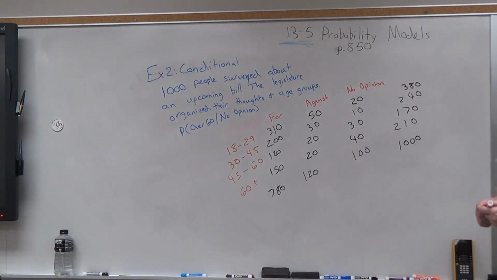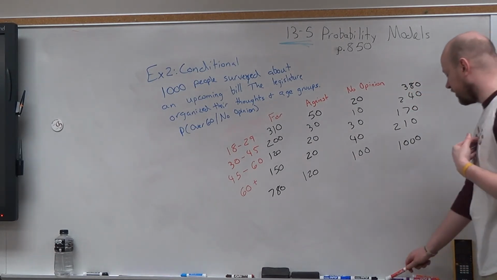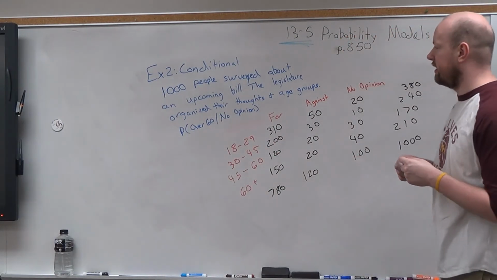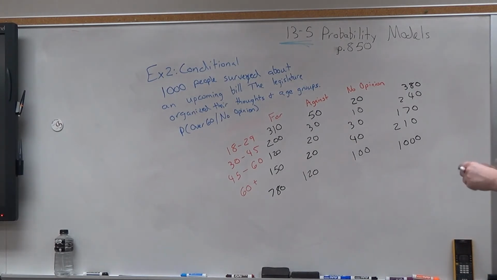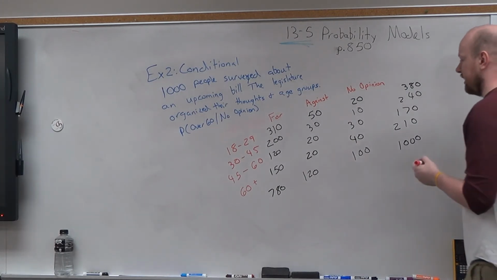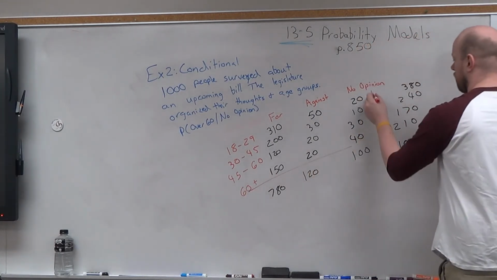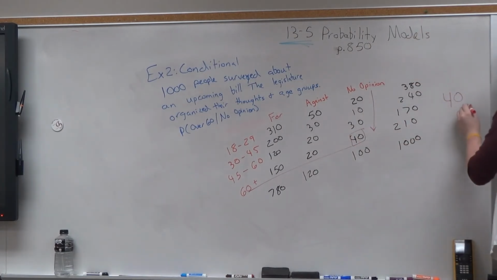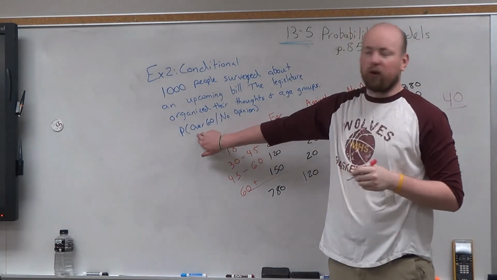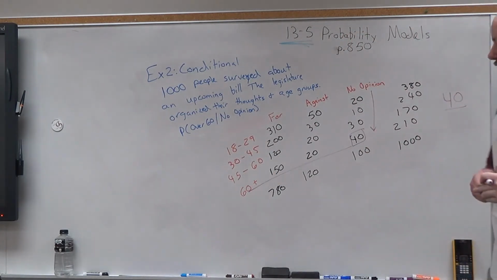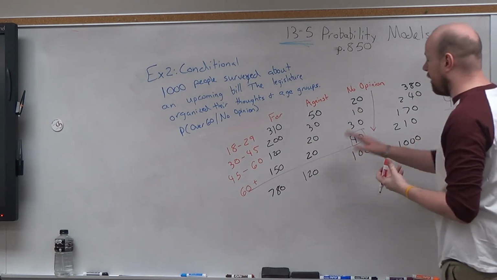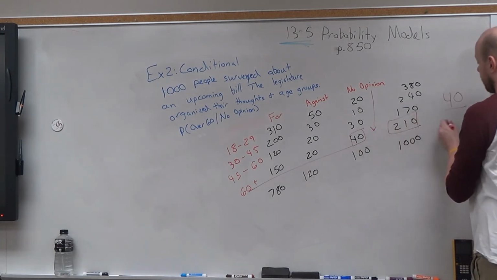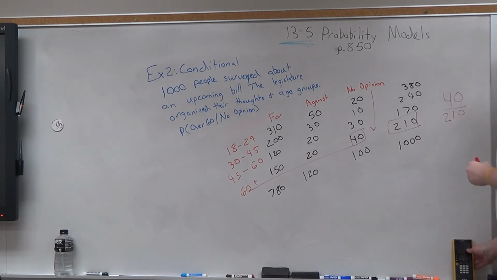Okay. So our question says the probability that they have no opinion if they're over 60. So I first need to find the overlap, so I need to find the 60 and the no opinion. In this case, our overlap would be 40. And then I need to put it over the first condition. The condition already is for sure happening, be 60. And how many total 60-year-olds do I have? In that case, 210. So I get 40 over 210.